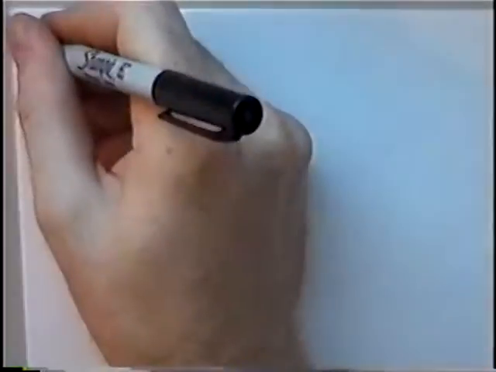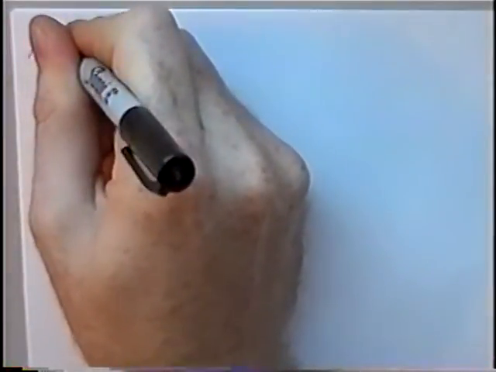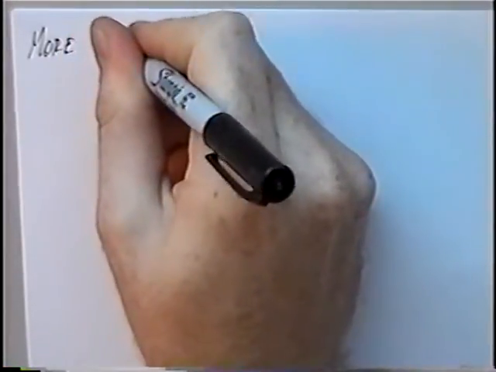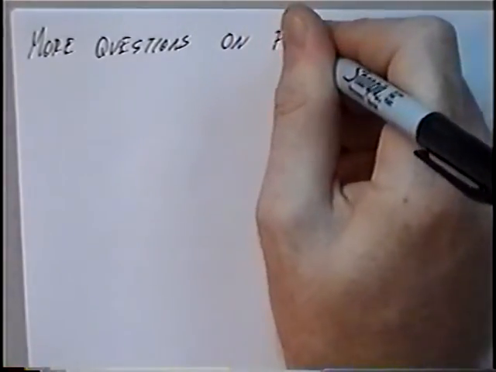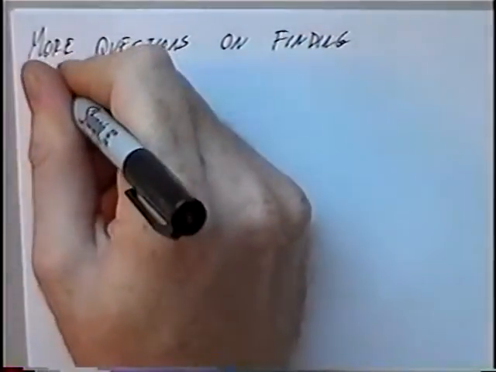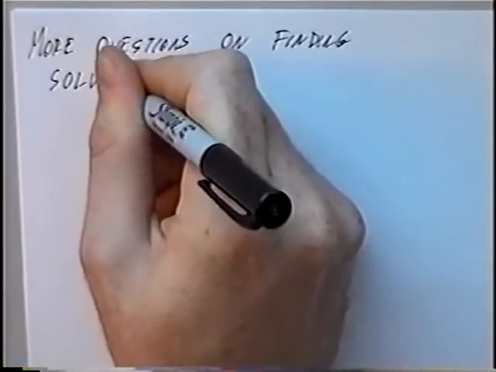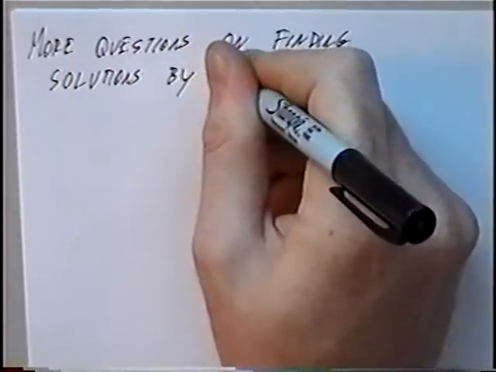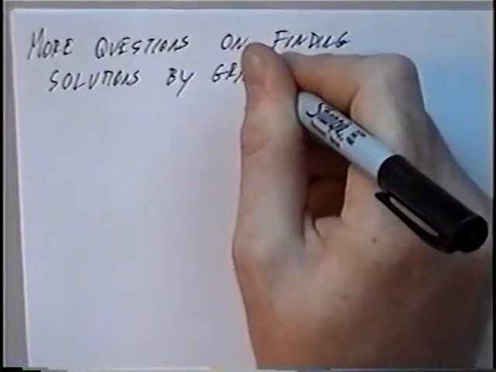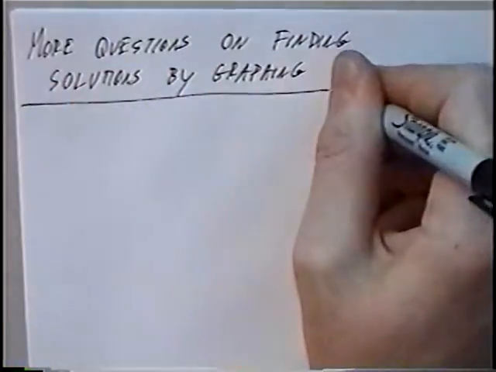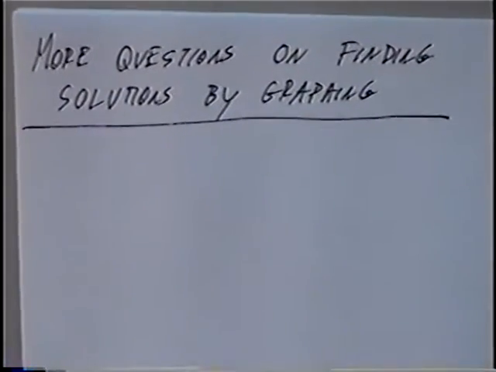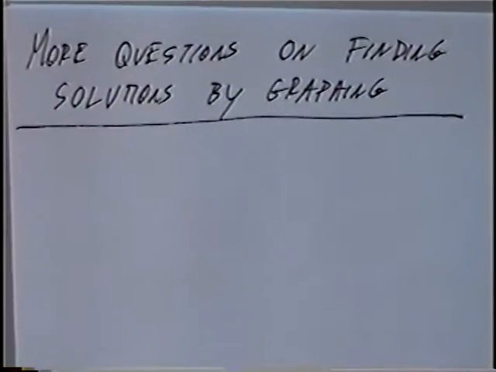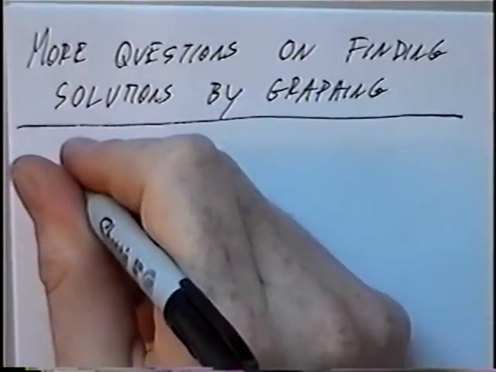Title of the last section today is More Questions on Finding Solutions by Graphing. In this section, we'll continue to graph and find these solutions by graphing. First question, and only question for this section.